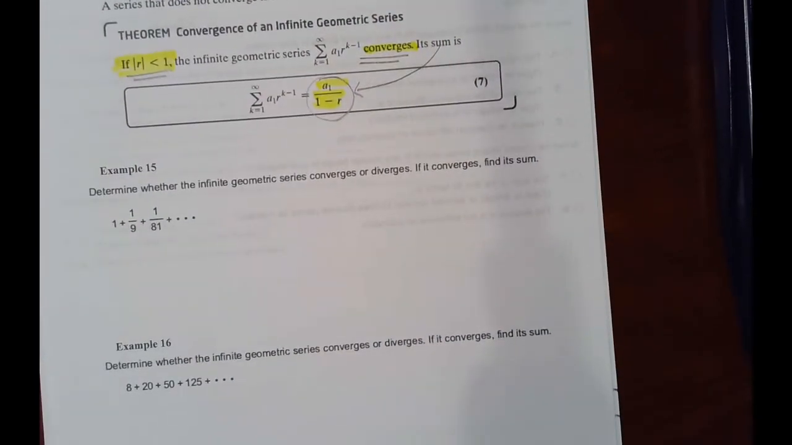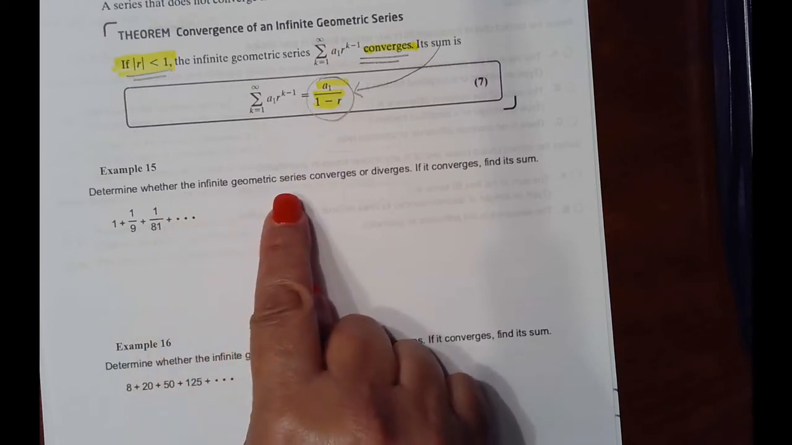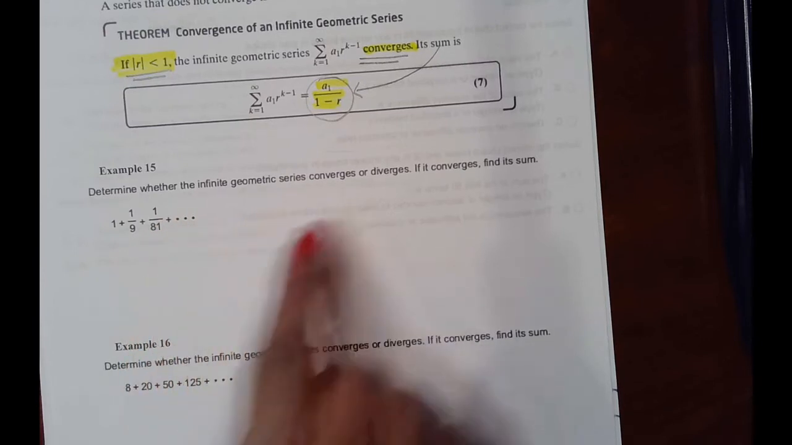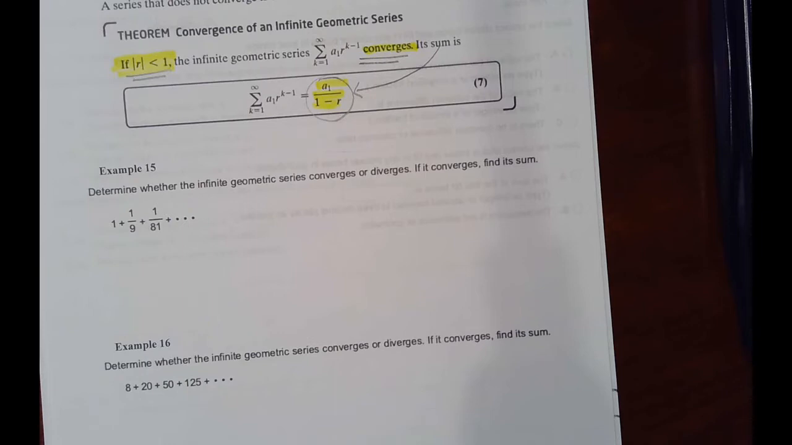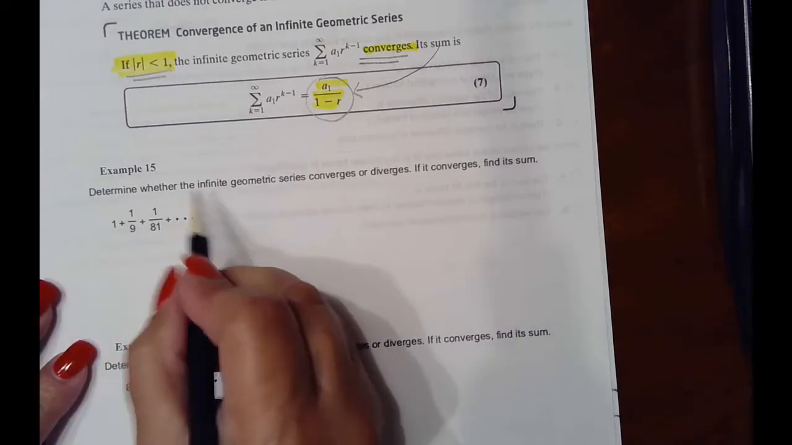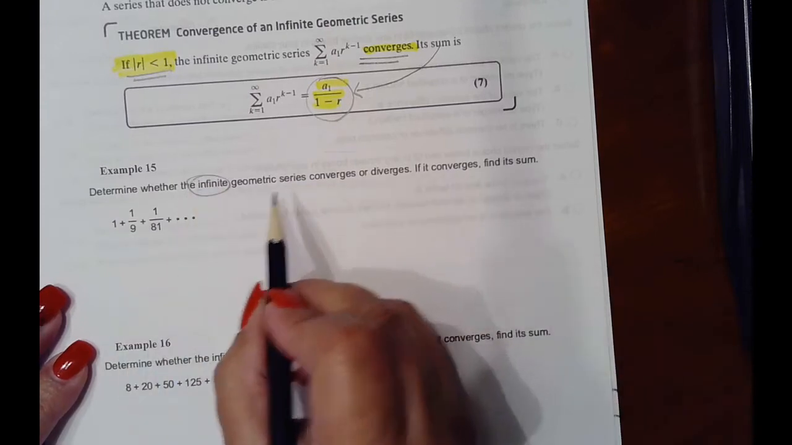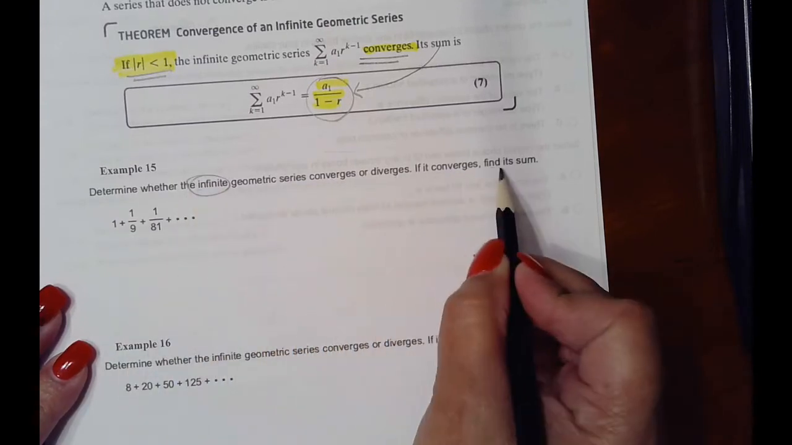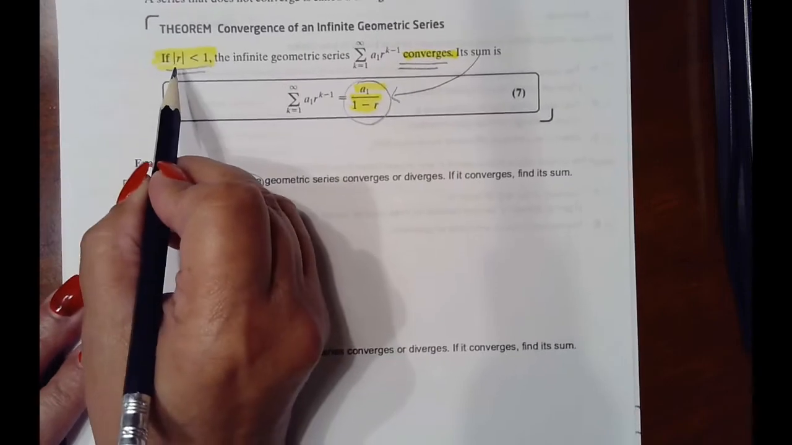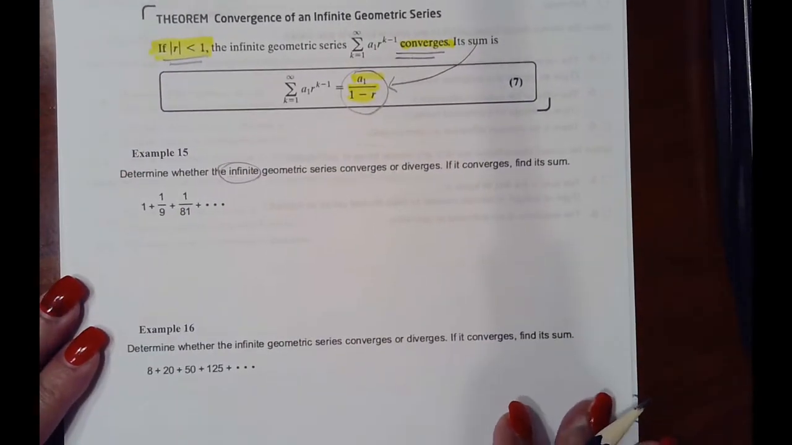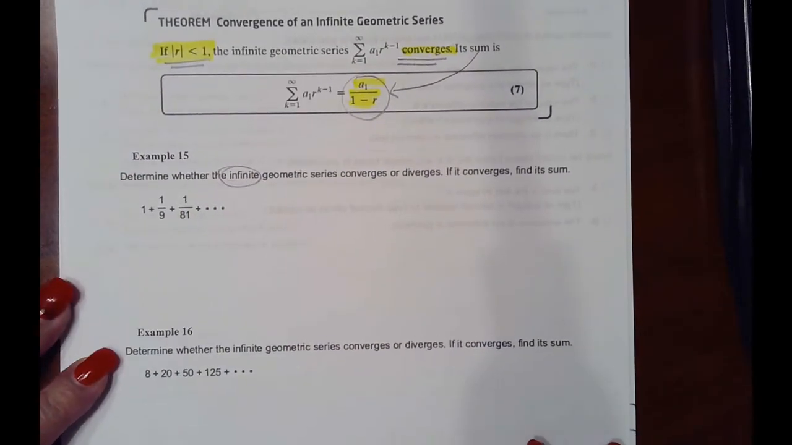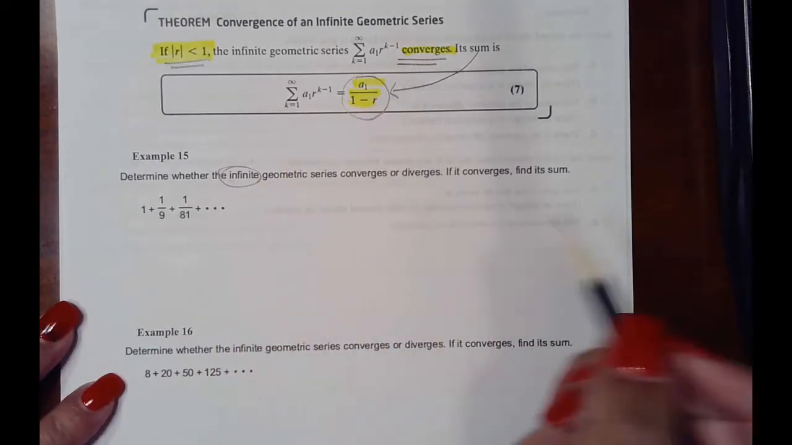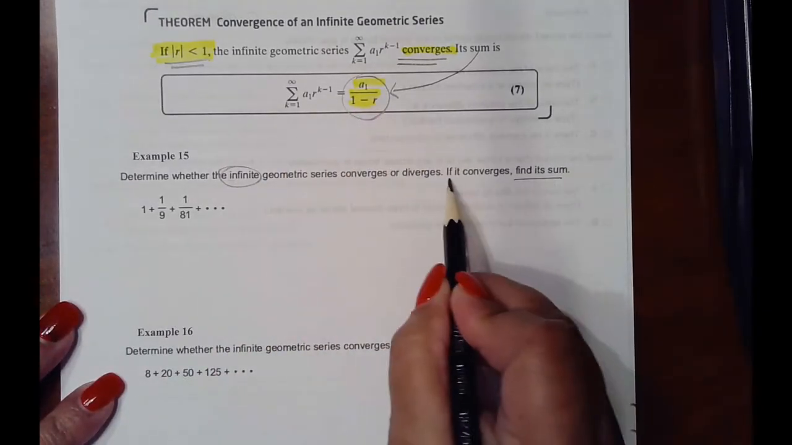Okay, in example 15, this says, determine whether the infinite geometric series, notice that it goes on and on and on, and you do not see what the last term is. You don't know how many terms are there, none of that. So this is infinite. Does it converge or does it diverge? It's all about figuring out the R value and seeing whether or not it's less than 1. If it's less than 1, you may find the sum. If it converges, find the sum.